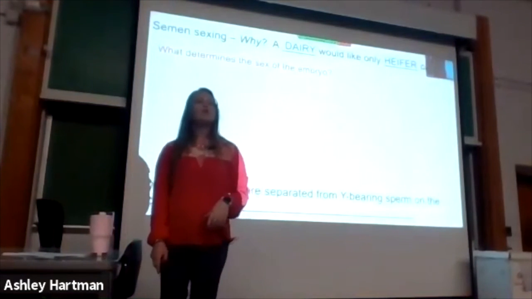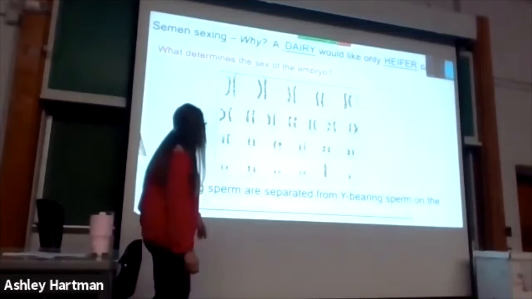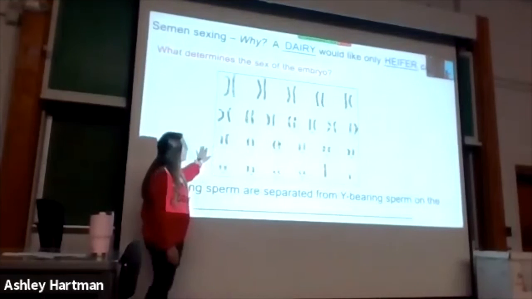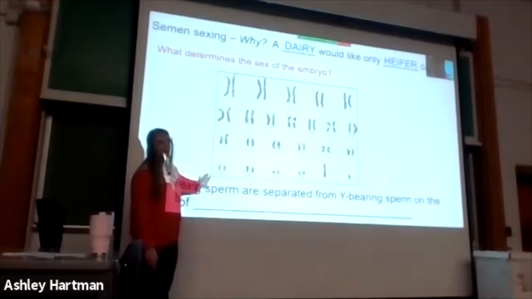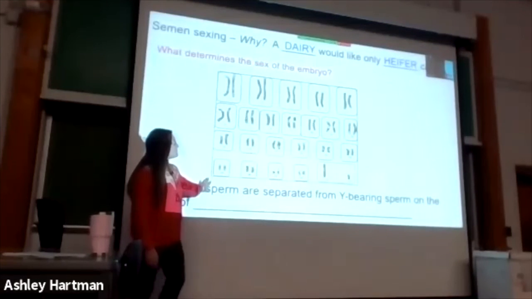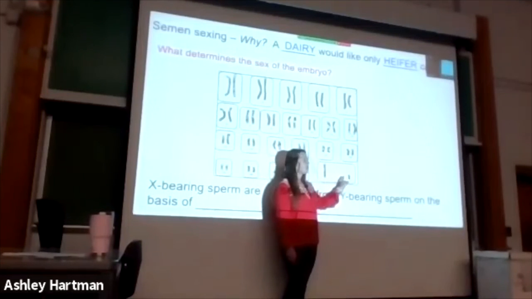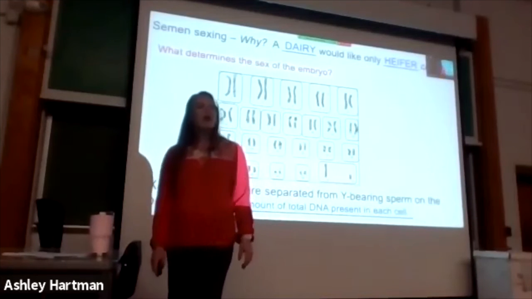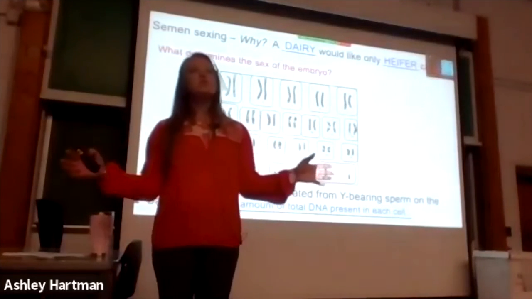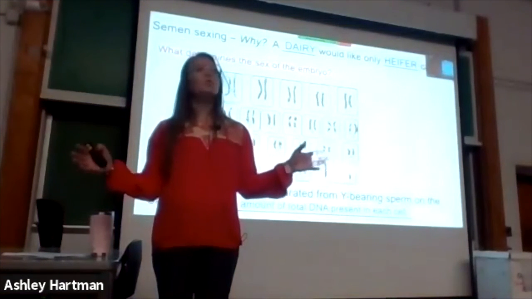Okay, so what is actually determining the sex of the embryo? We have our bovine genome here, or genes, and there are 22 pairs plus our X and Y in the cow. What actually defines the sex of that embryo is whether that sperm cell is X-bearing or Y-bearing. And how we actually do this is we sort those X-bearing sperm from the Y-bearing sperm based on their amount of total DNA content.